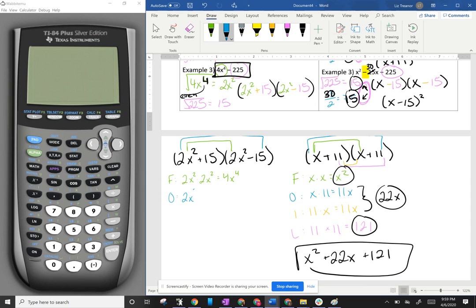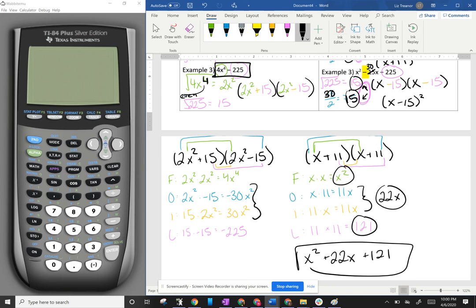All right, now O, it's the outside. So you get 2x squared times negative 15. Negative 15 times 2 is negative 30, and you have x squared. Now we have the inside, which is 15 times 2x squared. 15 times 2 is 30x squared. And now L is last. You do 15 times negative 15, which equals negative 225.